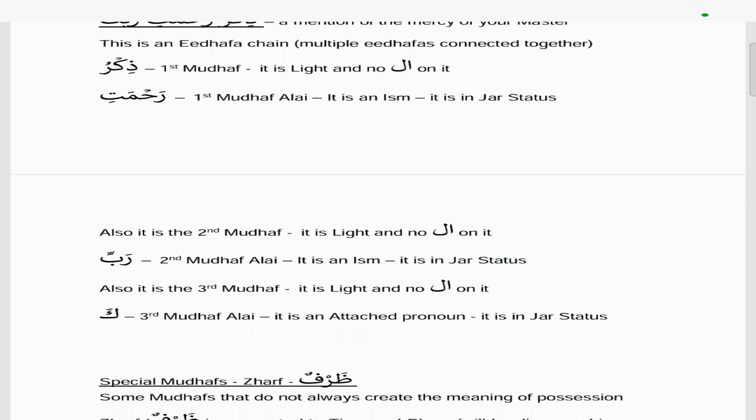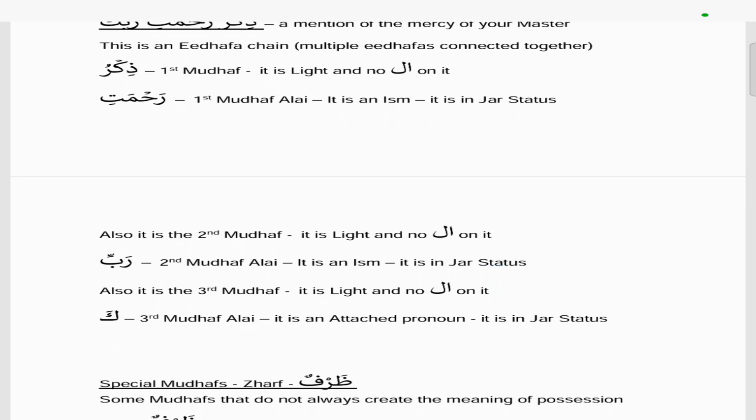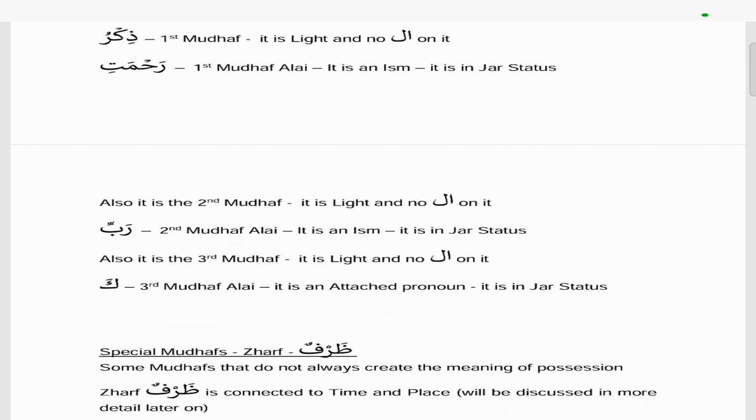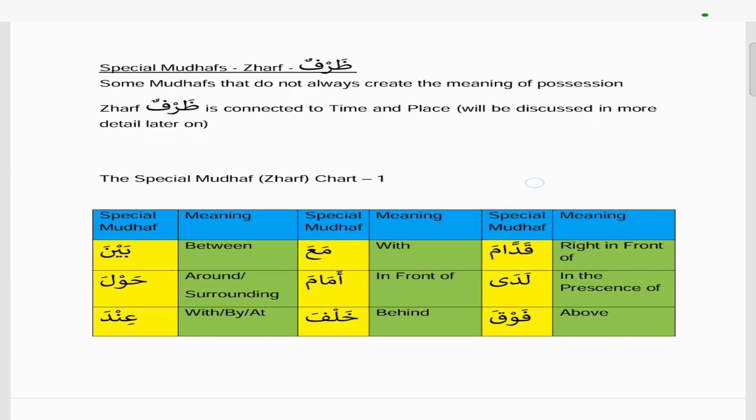And then finally, rabbika: the ka is the third mudaf ilay. It is an attached pronoun. The original independent pronoun is anta, which means you in the masculine, and because it's a mudaf ilay, it is therefore jar in status. And then we can move on to the next aspect, which is what we call special mudafs, or zarf.